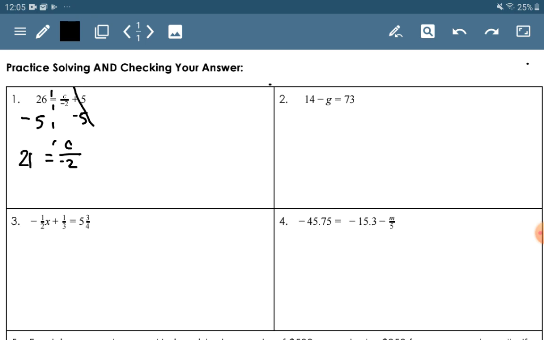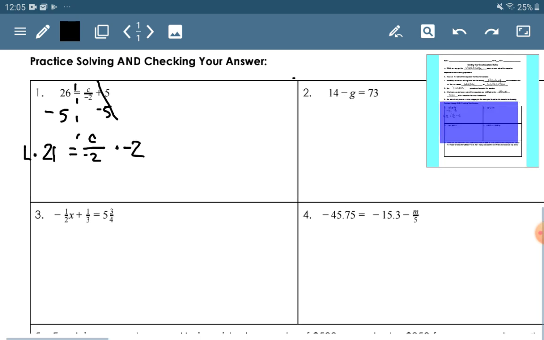Now I only have one final thing to get rid of on the side with my variable. It is c over negative 2. C is written in a fraction, and a fraction represents division. So in order to get rid of it, I'm going to do the opposite of division, which is multiplication. And I do need to multiply by a negative 2. I'm getting rid of that whole number. And I'm going to do it on both sides.